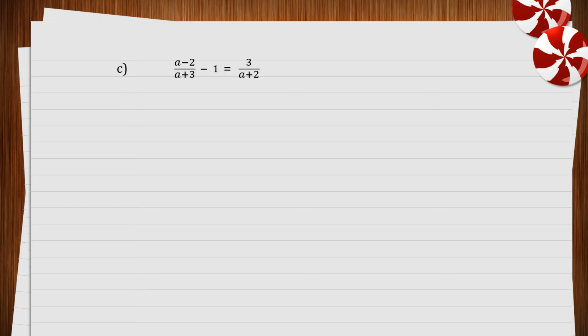Problem C: a minus 2 all over a plus 3, minus 1, equals the fraction 3 all over a plus 2. Again, I suggest you draw the line at the equal sign. Again, notice we have fractions. Are they speaking the same language? Meaning, do they have the same common denominator? And they do not. So take a moment now to find the LCD.